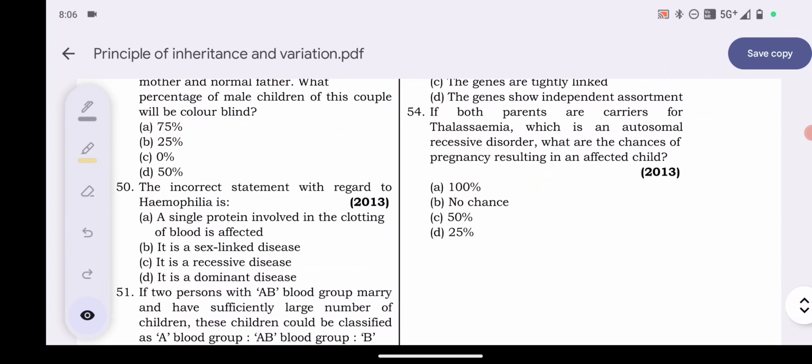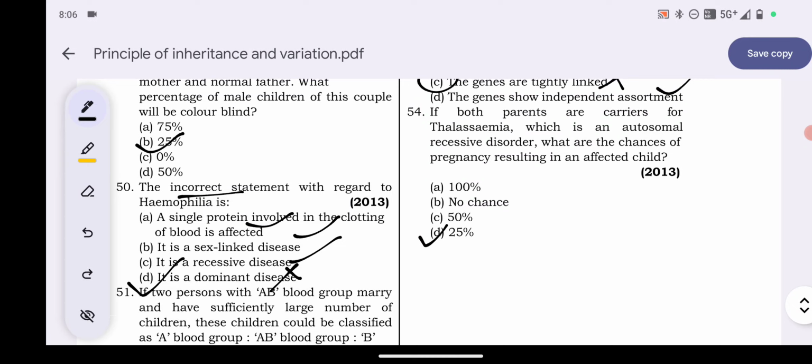Next and last question of this chapter. If both parents are carriers for thalassemia, which is an autosomal recessive disorder, what are the chances of pregnancy resulting in an affected child? Both are carriers of thalassemia, so what percent can the child be affected? 100%, no chance, 50%, 25%. So here the answer will be option D, 25%. Affected child will be 1/4, that is 25%, your answer, option D.